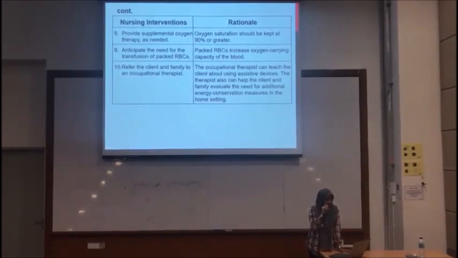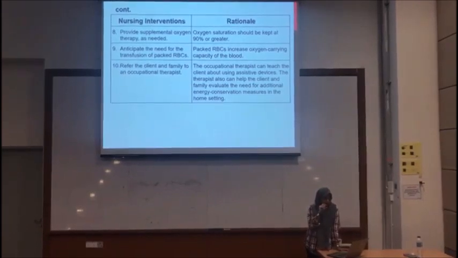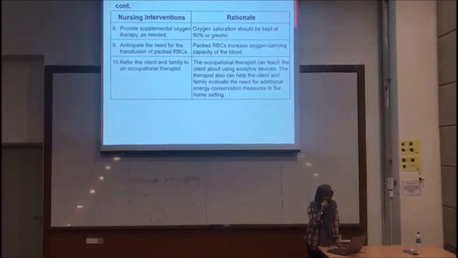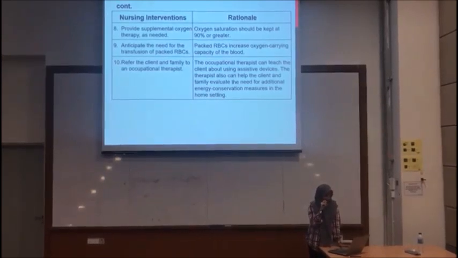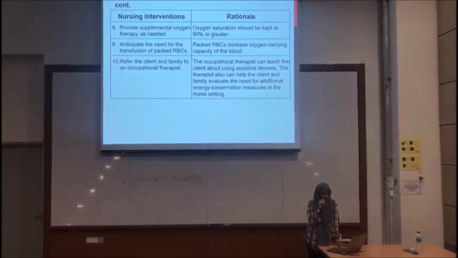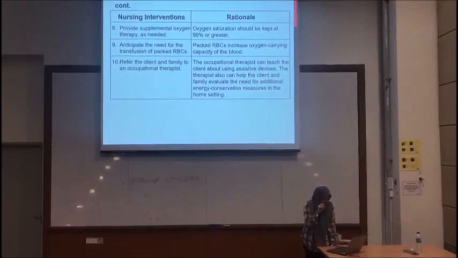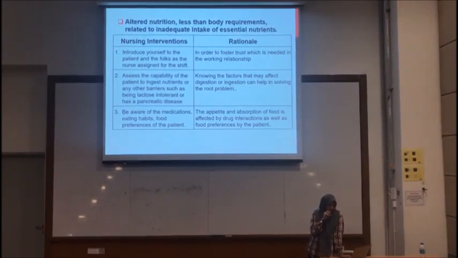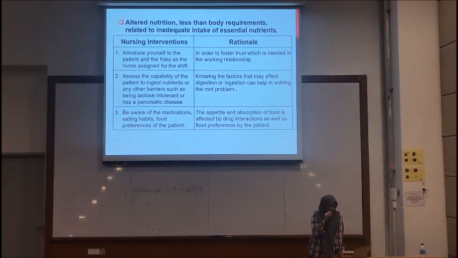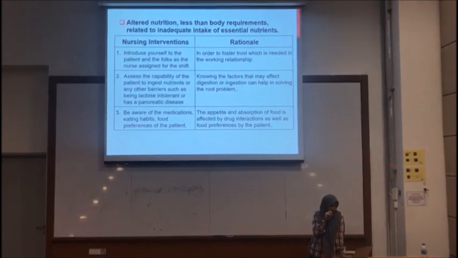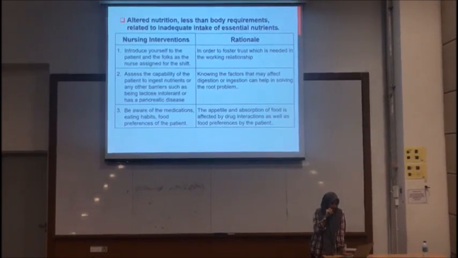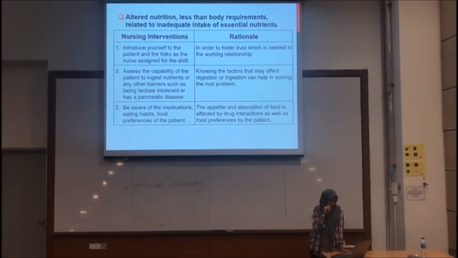Refer the client and family to occupational therapists. The occupational therapist can teach the client about using assistive devices. The therapist also can help the client and family evaluate the need for additional energy conservation measure in their home setting. Our intervention is introduce yourself to the patient and the folks as the nurse assigned for the shift in order to foster trust which is needed in the working relationship.